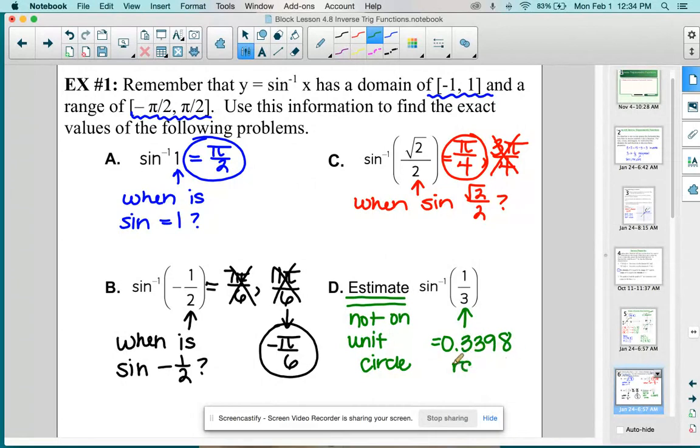0.3398 would be in radians. If you wanted to maybe put it in degree mode and try it again, just to make some sense of it, you could do that. It is the same as 19.47 degrees. So I'll write both of those. 19.47 degrees. That might be easier to kind of think through because I know this is 90 and this is negative 90 degrees. And so now I know, yeah, it's in the interval.